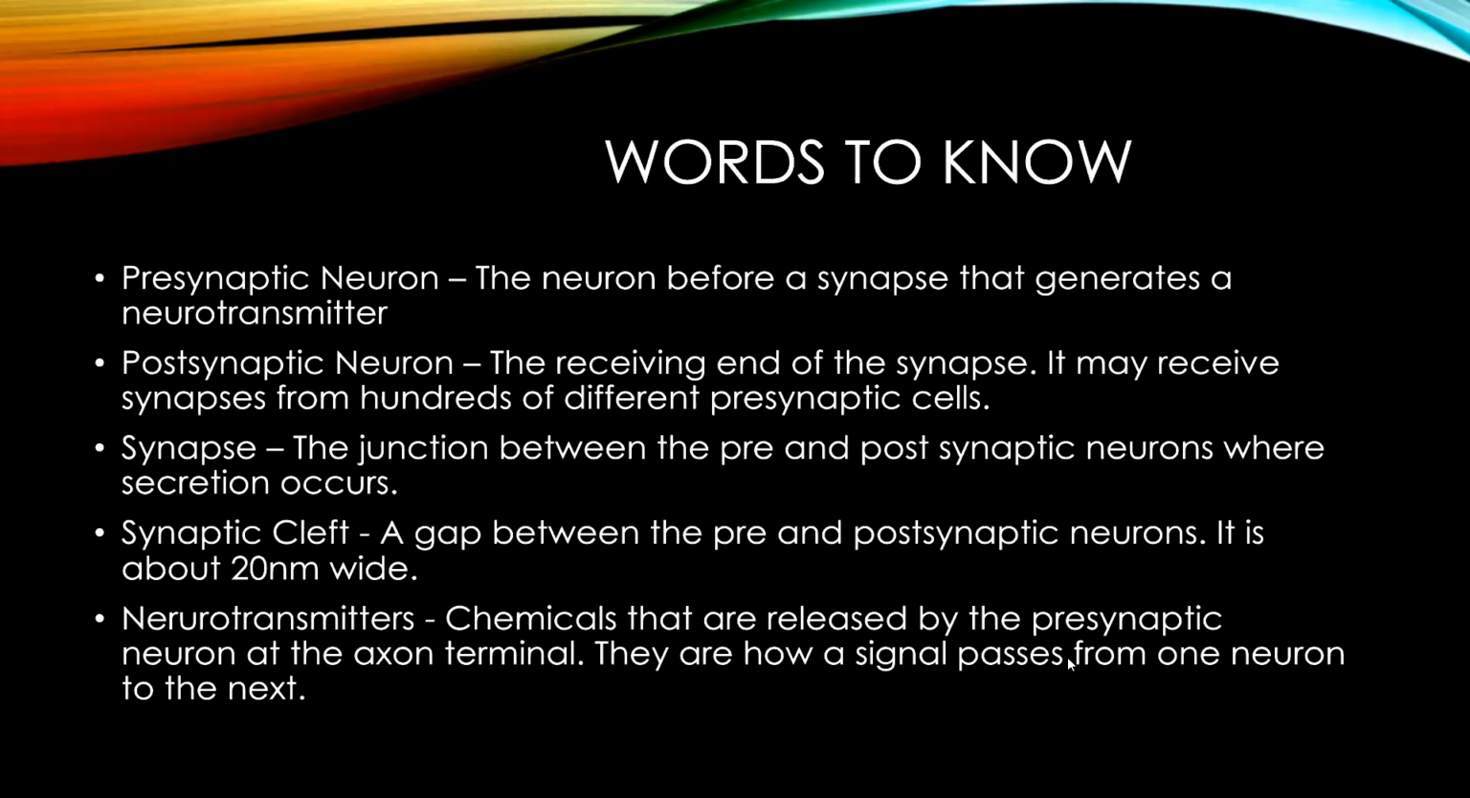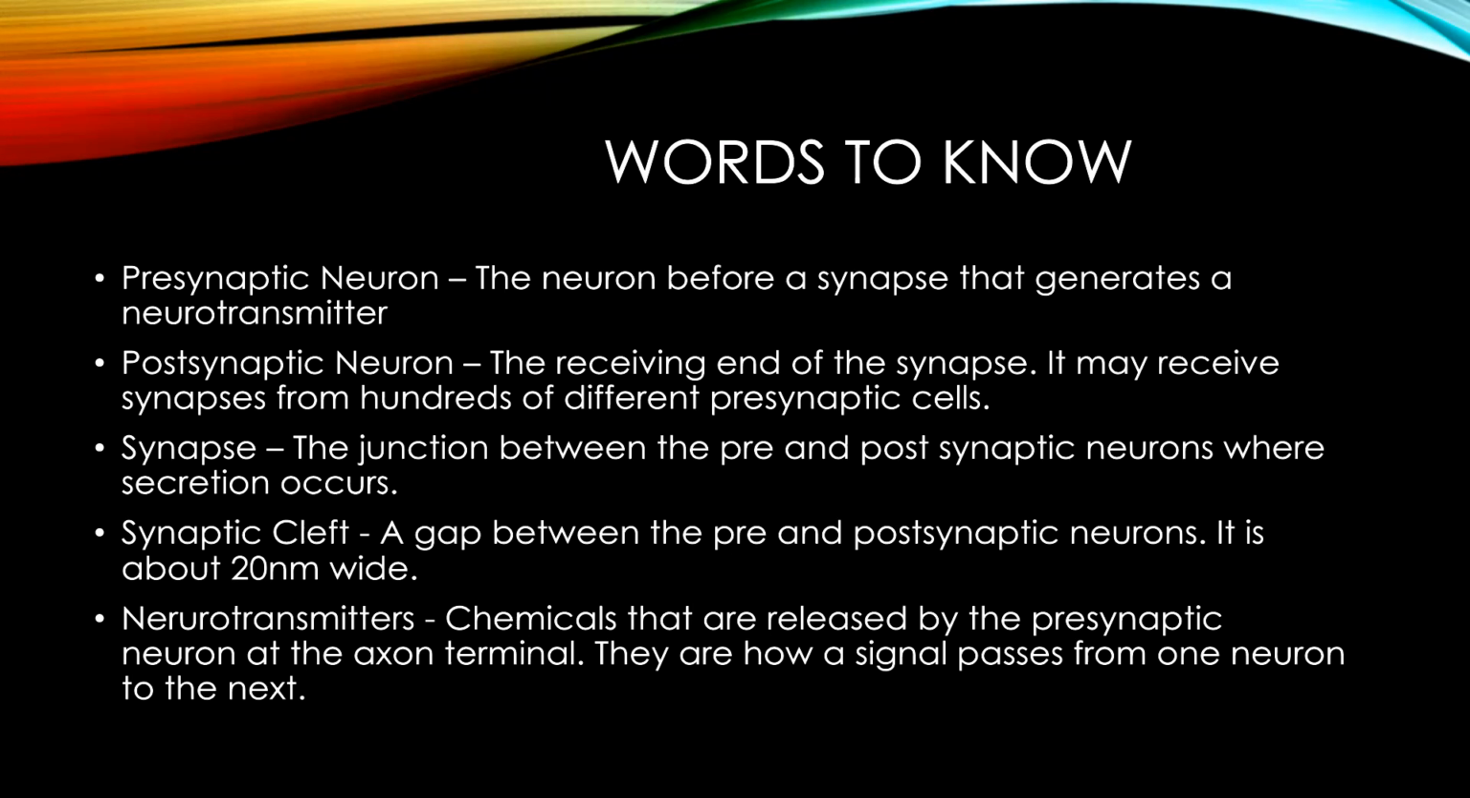A presynaptic neuron is the neuron before a synapse that generates a neurotransmitter. A postsynaptic neuron is the receiving end of the synapse. It may receive synapses from hundreds of different presynaptic cells. A synapse is the junction between the pre- and postsynaptic neurons where secretion occurs. The synaptic cleft is a gap between the pre- and postsynaptic neurons. It is about 20 nanometers wide.